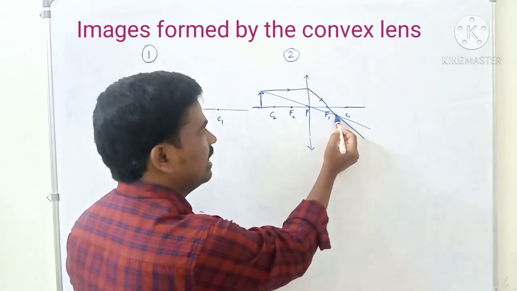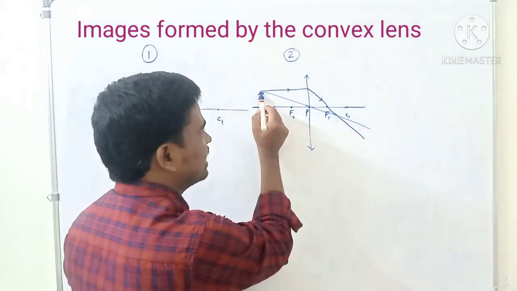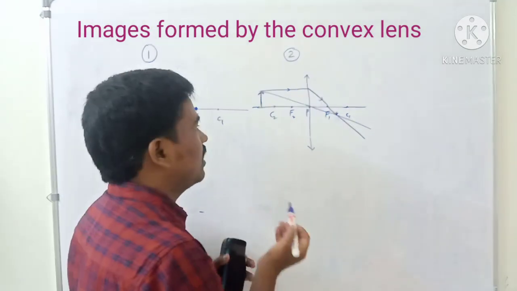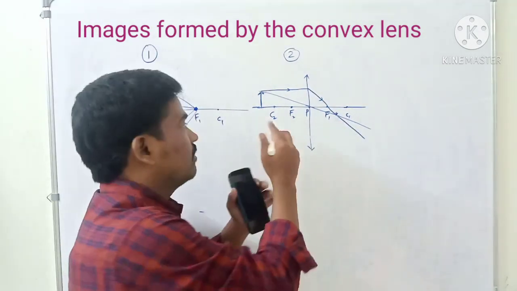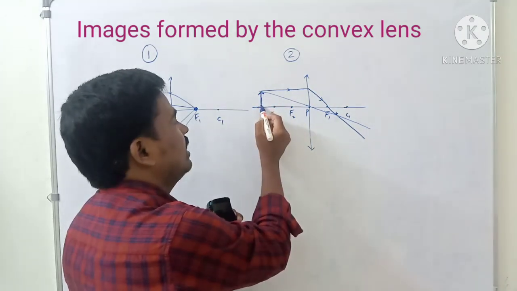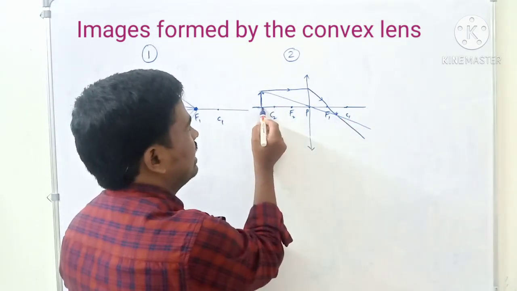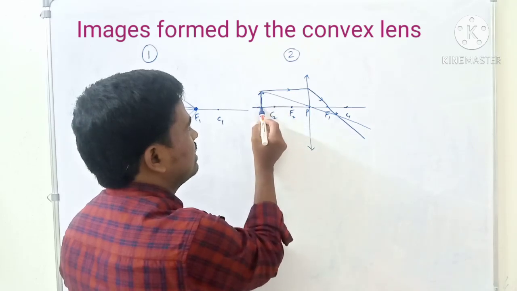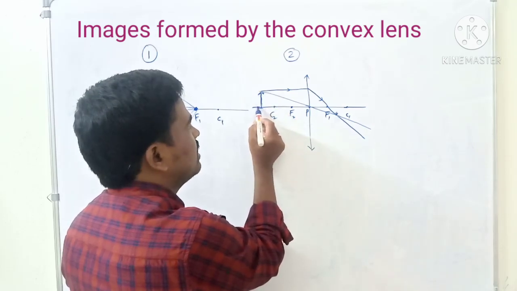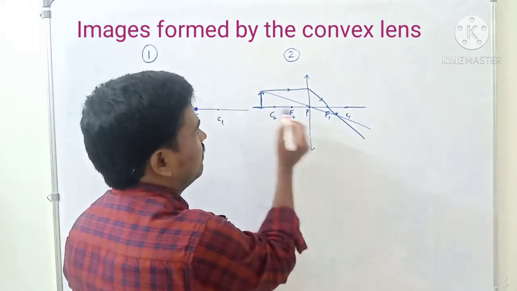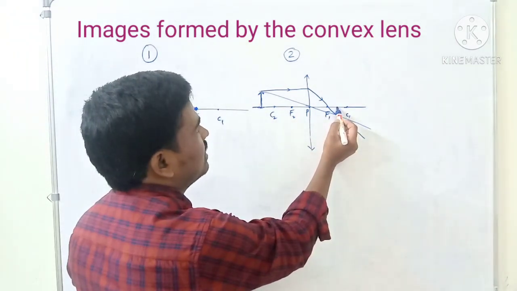That means we get the image of the head of this object here. So what about the other body? The other body must be in between. Why? Because this is the head, this is the tail. Let us assume the tail is on the principal axis. That's why we get the tail at the principal axis only.